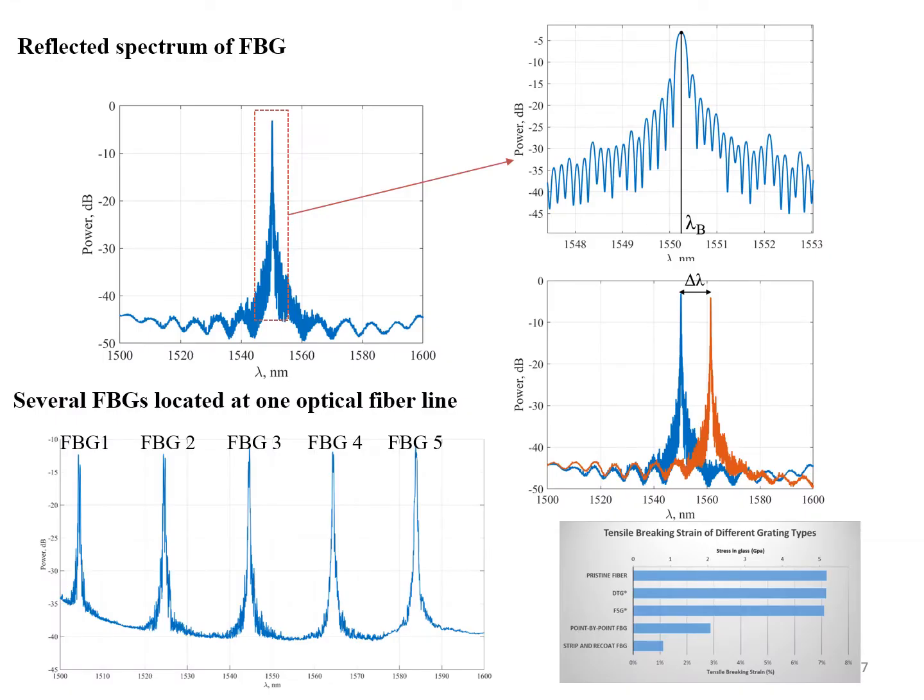The form of the reflected spectrum of a fiber Bragg grating is presented on the slide. Also, it should be noted that fiber optic sensors can be multiplexed on one optical fiber, so several Bragg gratings can be located on one optical fiber.